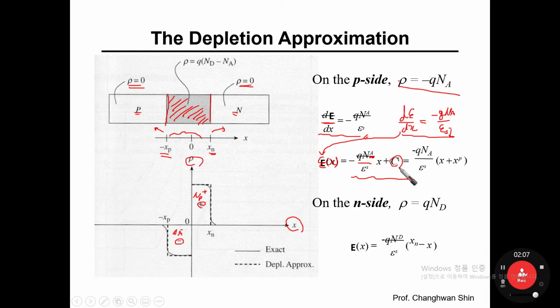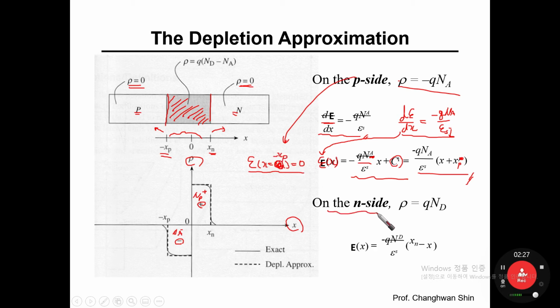And using boundary condition, what was it? So electric field at x of xn is 0. So using this boundary condition, we can get this equation. So this p should be here. Sorry about that. That is on the p side, so minus xp.